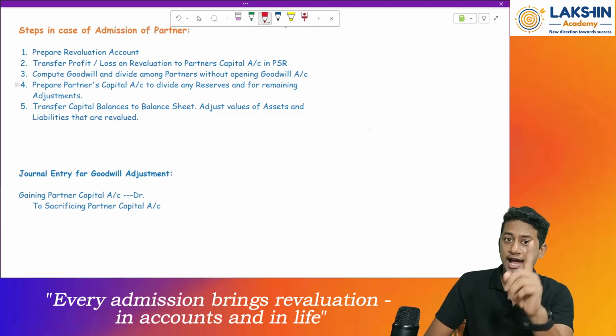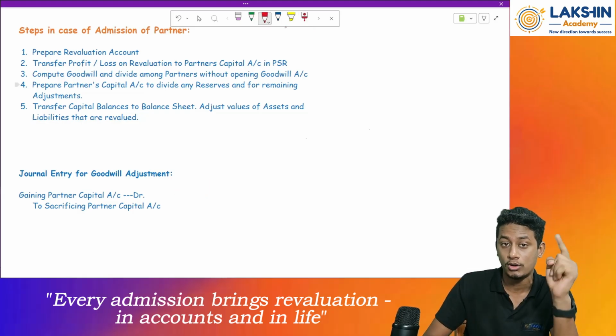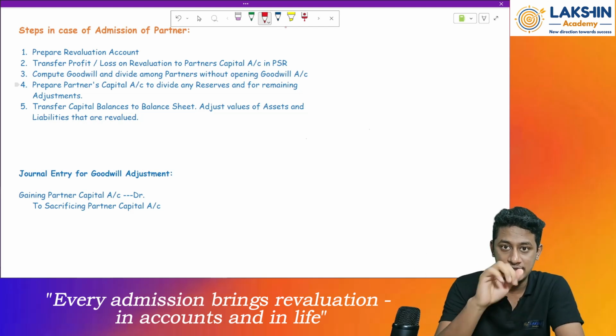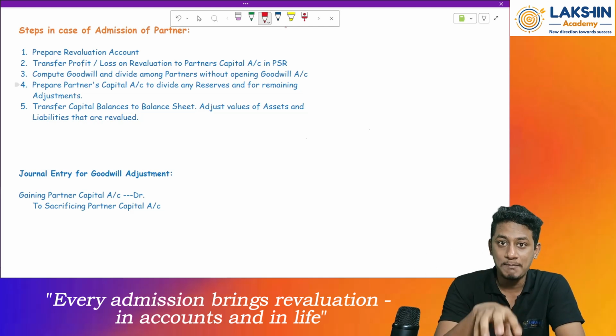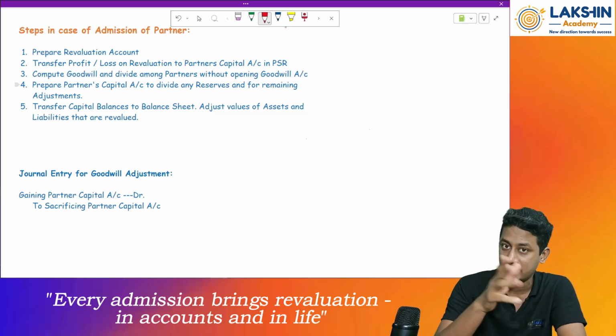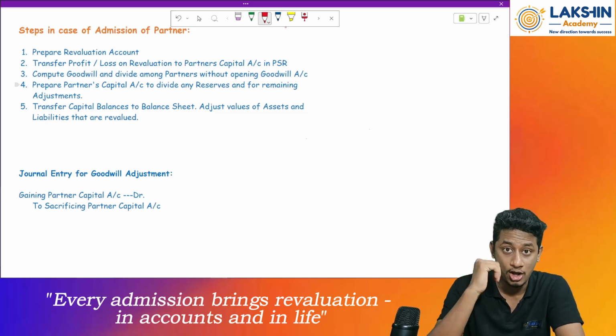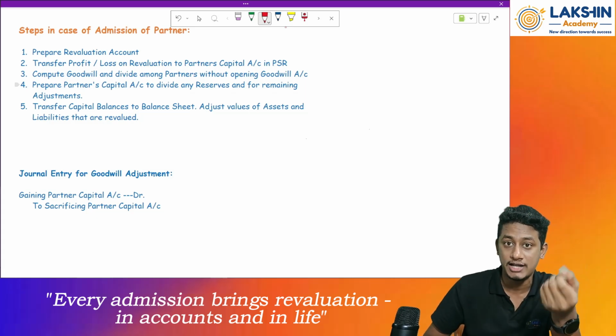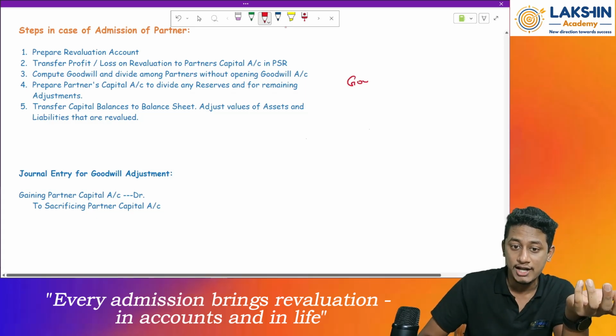See, I had told you before what was the reason for valuing goodwill and dividing goodwill. Because when Chinmay comes in, he needs to bring some amount for the reputation of the firm. The firm has worked for 10 long years. So for those 10 long years, the firm has earned some reputation. That reputation we call goodwill in this case.